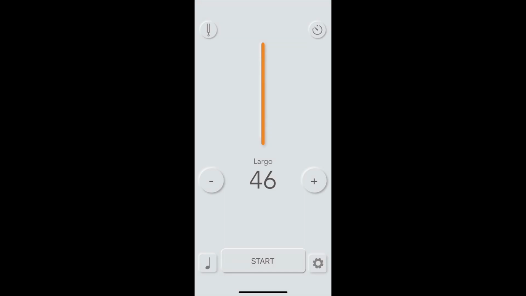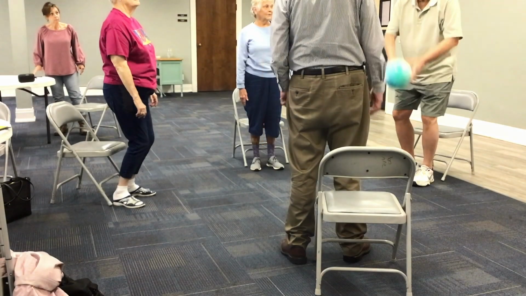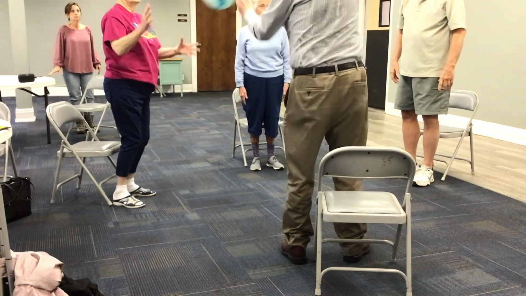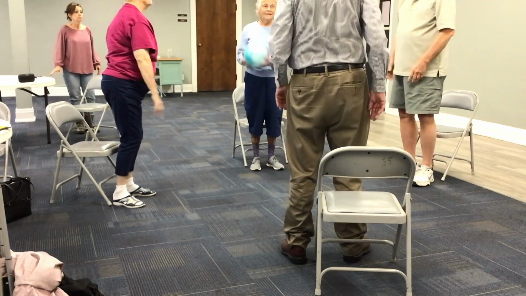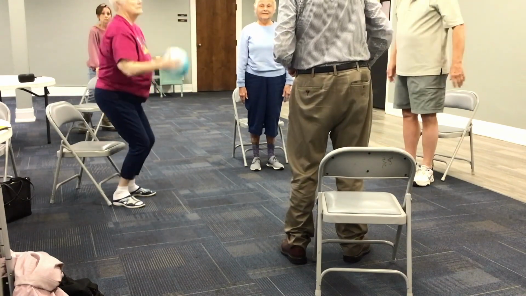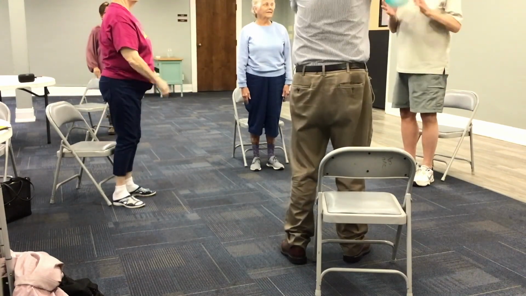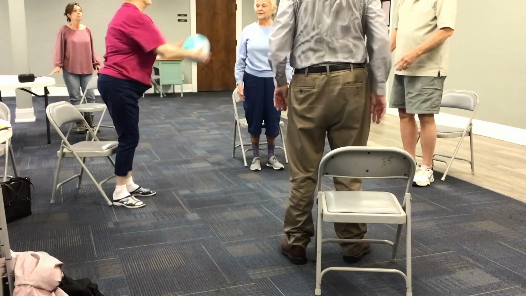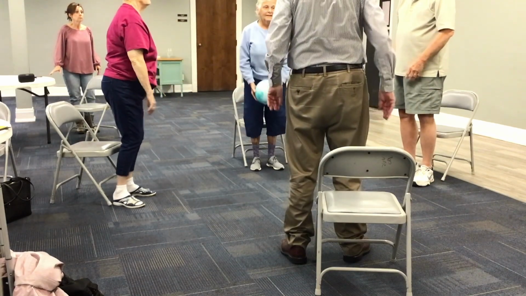I use a metronome app on my phone. They're bending their knees on the beat when they catch the ball and straightening their knees off the beat when they toss the ball. Be sure they're bending when they catch and straightening when they toss, and that they're using their legs, not bending at the waist.